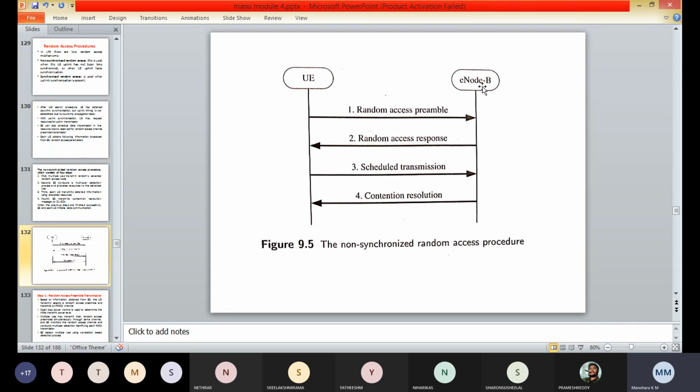So in the first step we have the random access preamble transmission. Here the user equipment randomly selects a random access preamble and transmits it to the eNode B on the physical random access channel, that is the PRACH physical channel. Open loop power control is used to determine the initial transmit power level.